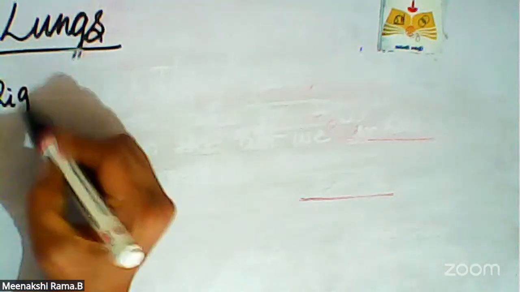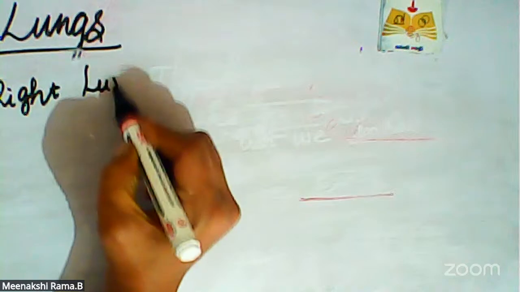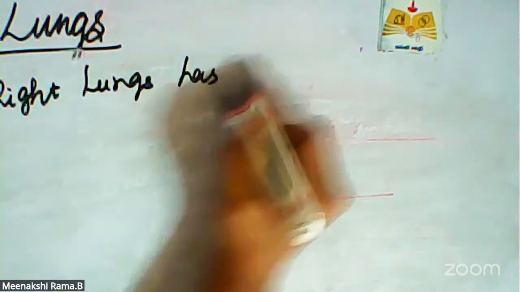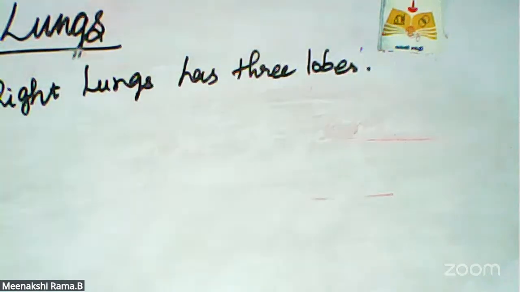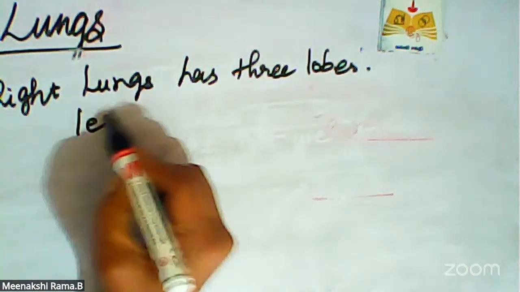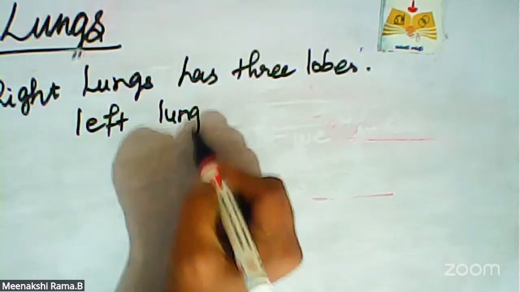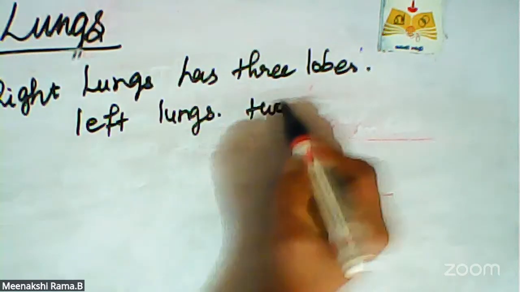The right lung has 3 lobes, and the left lung has 2 lobes only.